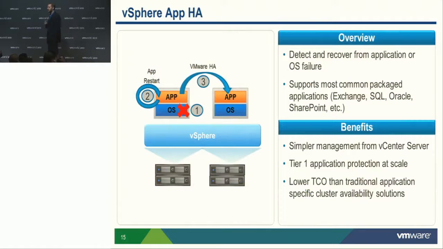Next piece, application HA. This is probably one of the most interesting parts of the 5.5 release and one of the bigger elements. So we all know HA. We've used HA for years, right? 80% of our base uses HA. But we were only looking after the VM itself. So when the application service died, whoops, there wasn't a great way to do that on our end, right?